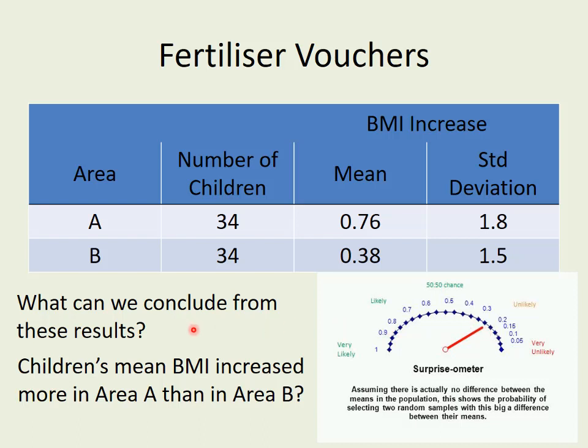So I cannot say to myself, I'm sure that there is a difference between area A and area B in the whole population of children. So this does not really show me very much about all the children in areas A and B. It just applies to the sample. Okay.